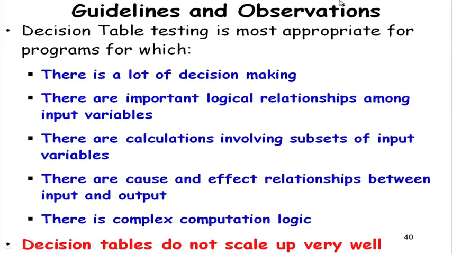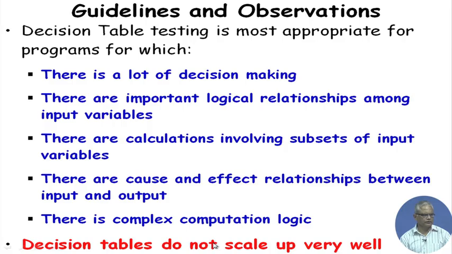Now, let us see what are the problems where you can apply this decision table based testing. When there is a lot of decision making, as is obvious in the problem statement, different actions take place depending on some combinations of the input conditions, logical relationship between input variables, calculation involving a subset of the input variables, and there is a cause effect relationship between input and output. So, the output is caused by some values in the input.